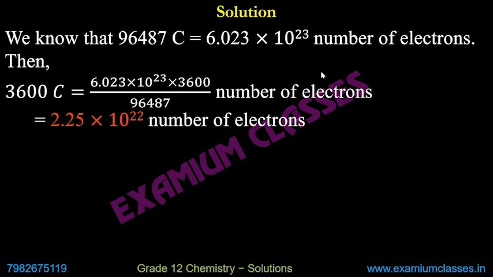Yes, approximately correct. Ashi, 2.25 into 10 power 22, number of electrons will be transferred in such cases. Yes, correct. If you take 96,500, then approximate value, but 96487, accurate value, but your answer will be considered correct, even if you consider 96500. If you consider 96500, it will be 2.24 into 10 to the power 22, which is correct.